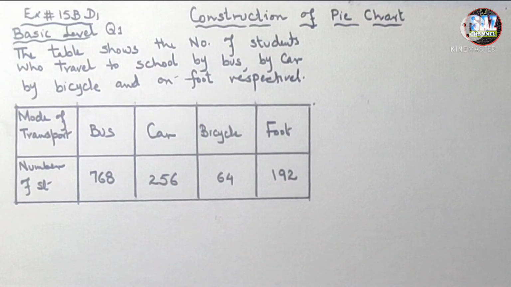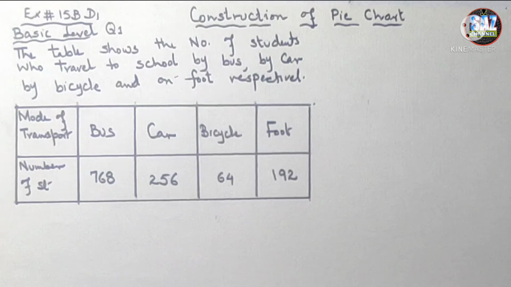This is my first lesson of D1, chapter number 15, exercise 15B. In today's class, students will be learning and discussing how to draw a pie chart. A pie chart is basically a circular diagram, and in order to draw it, we need to find the angles which are related to the given frequencies.